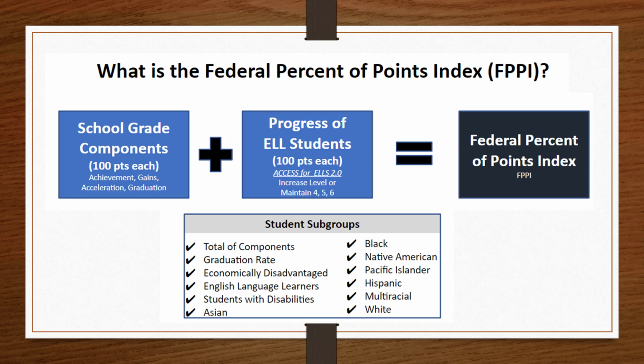Calculation of the Federal Percent Points Index includes all school grade components: achievement, gains, acceleration, and graduation, plus English language proficiency progress, which is the percent of ELLs who make progress on the Access for ELLs 2.0. These are the ELL students who increase their composite proficiency level or remain at a composite score of 4, 5, or 6. This is calculated for all schools, including ESSA, Alternative, and DJJ, and calculated overall and by individual subgroups.